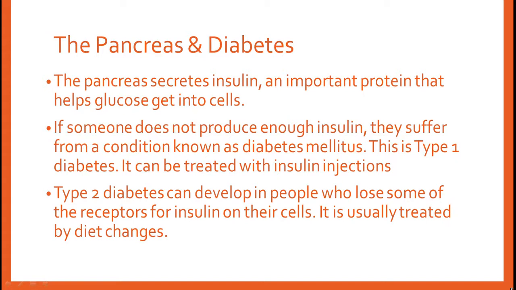Of course, they have to give themselves injections, which is kind of a bummer. Type 2 diabetes can develop in people who lose some of the receptors. The receptors no longer recognize the insulin. And sometimes when that happens, then over time, the body will start making less insulin as well. So they can usually be treated by changes to the diet. They kind of spread their meals out over the day and this kind of thing, so they're not overloaded with any glucose at any particular time. That's called type 2 diabetes. Much more common, by the way.